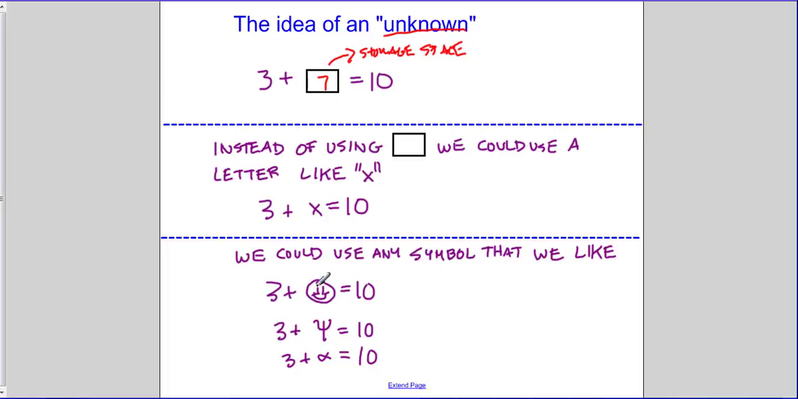I could have 3 plus smiley face equals 10. 3 plus the Greek letter psi equals 10. 3 plus the Greek letter alpha equals 10. In all cases, box here equals 7. Here x equals 7. Here smiley face equals 7. Here psi equals 7. And here alpha equals 7.